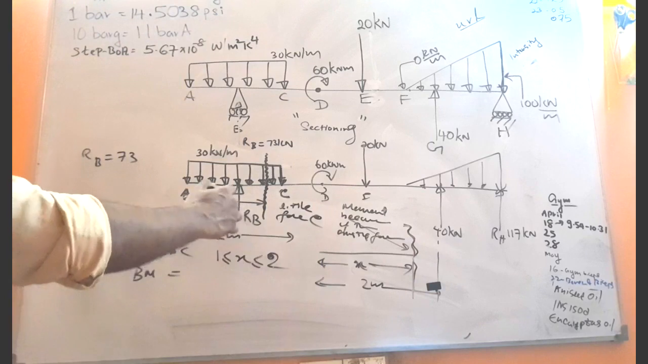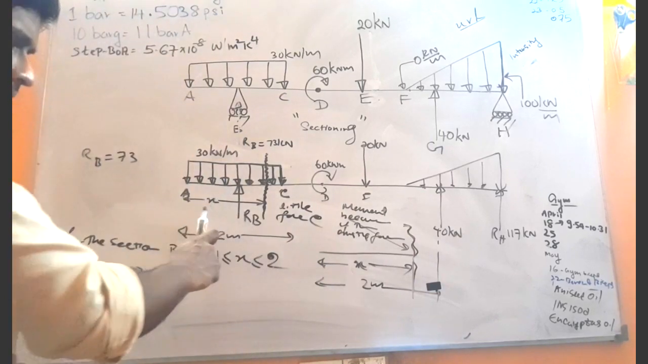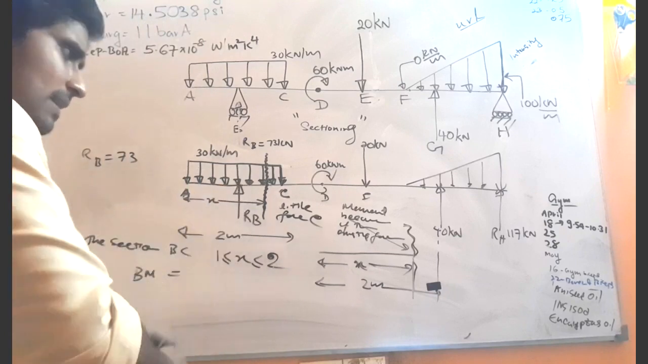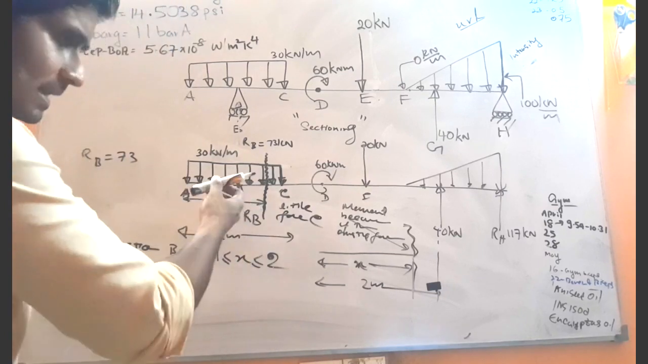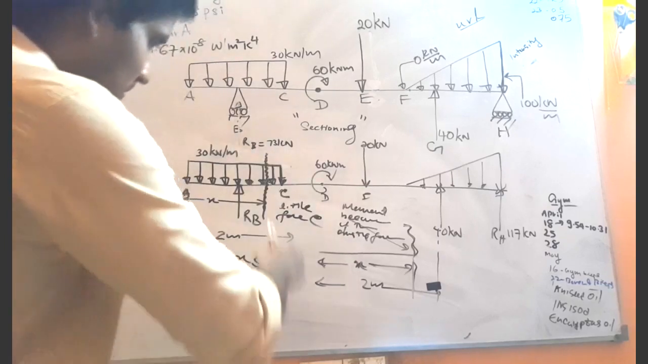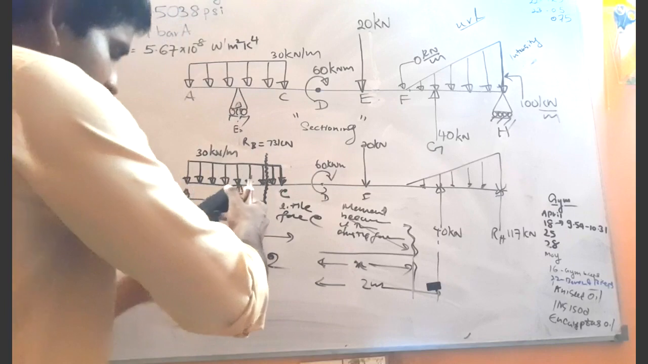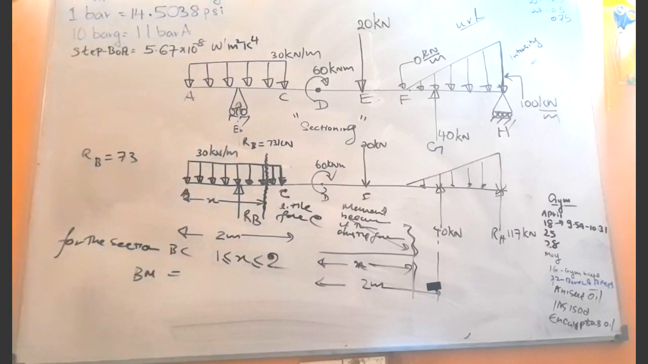So now because of this reaction RB, you can very clearly see that it will exert a moment that causes the left side to go in the upward direction, right? Because of this reaction, the left side will move along the upward direction. That means positive bending moment, right? You got it.